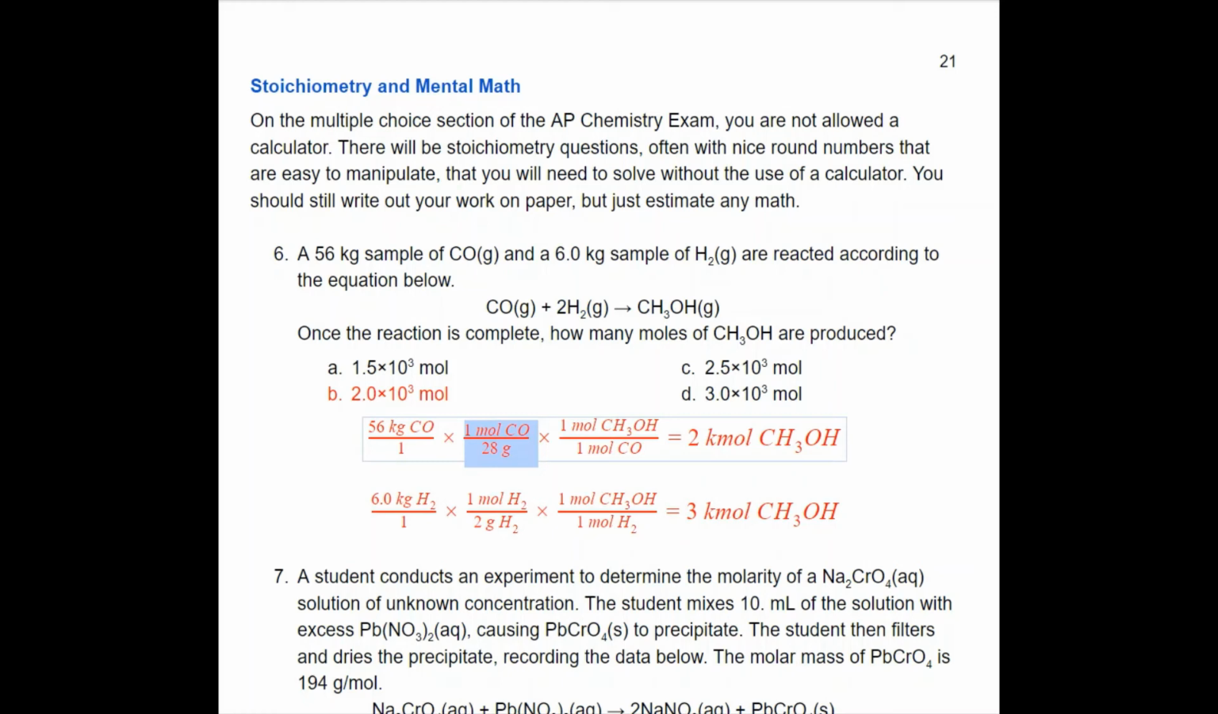So then I just need to use a mole ratio to get into moles of my methanol. So 56 divided by 28 is 2. So I'm going to get 2 kilomoles of alcohol from my 56 kilograms of carbon monoxide, and the molar mass of hydrogen is 2, so I have 3 kilomoles of hydrogen, which translates into 3 kilomoles of my methanol. So my limiting reactant is going to be the carbon monoxide, and I'm going to be able to make 2 times 10 to the 3 moles, or 2 kilomoles of methanol.